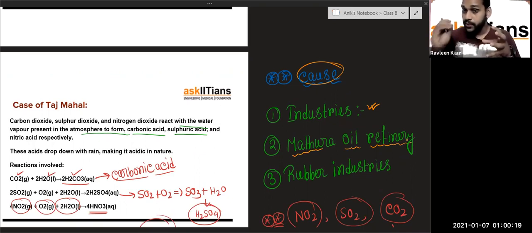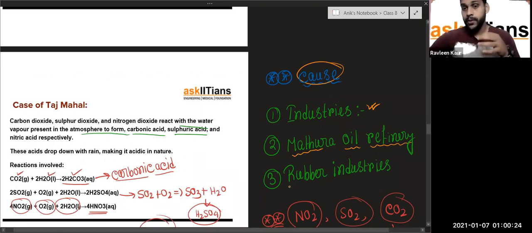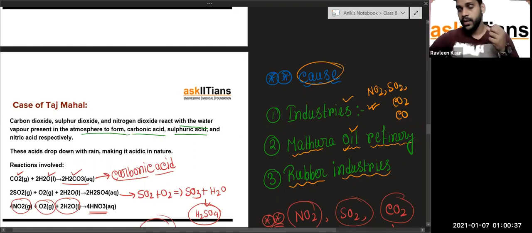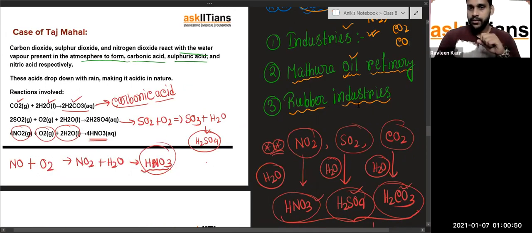There are rubber industries surrounding it as well. I think you can understand that these industries are the reason: they are emitting NO2, SO2, different types of carbon dioxide and carbon monoxide gases from their chimneys. As a result, the acid rain is coming from there, and the Taj Mahal is getting affected.